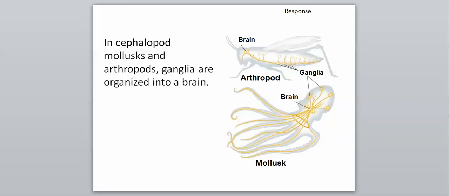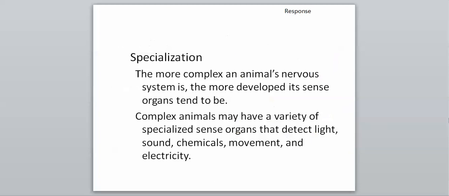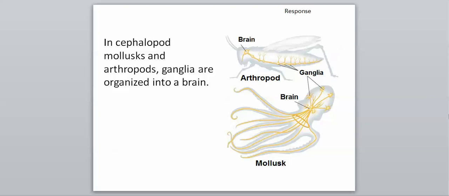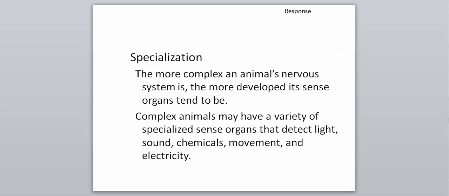And in our cephalopod mollusks and arthropods, the ganglia have now been organized into a brain. So that's where we have cephalization, which will lead to the ability to have specialization, which is present in our more complex animals' nervous systems, and therefore they have more developed sense organs. Complex animals have a variety of specialized sense organs that will help them detect light, sound, chemicals, movement, and even electricity. So the specialization, which comes along from having a brain, can lead to a lot of benefits to help detect a variety of things.